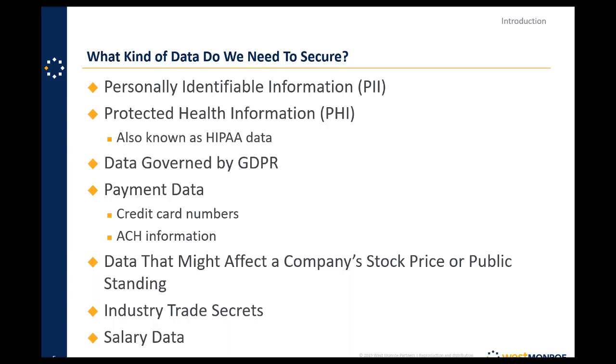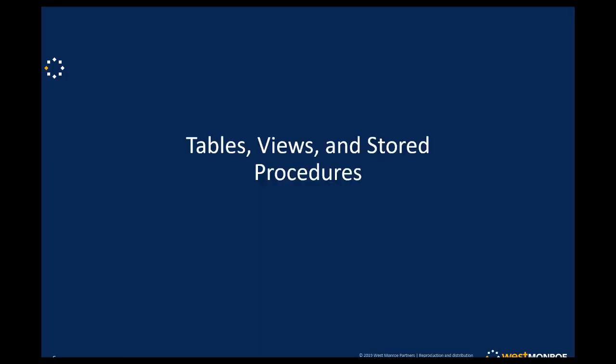Industry trade secrets, that's fairly obvious. And that can be not just your data, but also your application code, the business logic that you have in your database. Those things are important to make sure they don't leak out as well. And lastly, a little more personal, salary data. Maybe you don't want your salary data shared. Are there any others that you guys can think about?